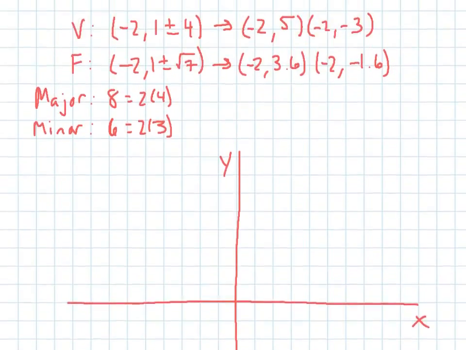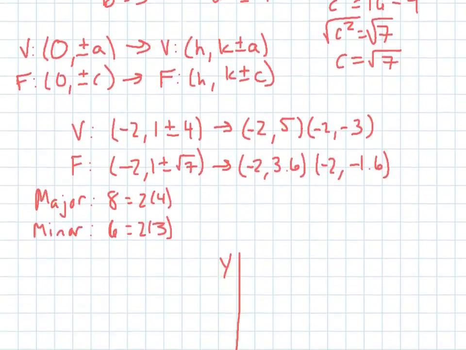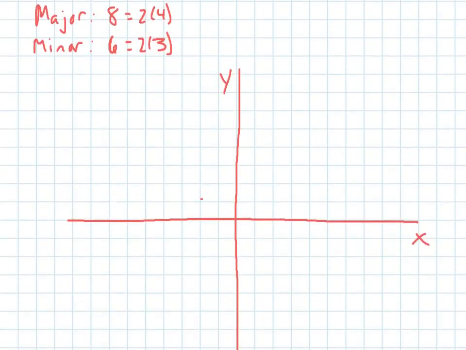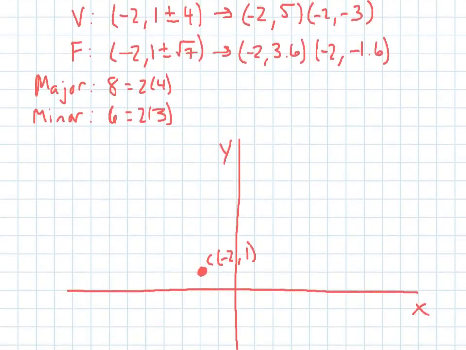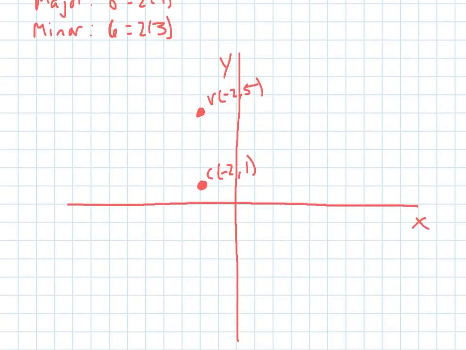Okay, so now my center is at -2, 1. So -2, 1. Here's my center. And now I need to label that. Okay, and now I need to go to -2, 5. So 1, 2, 3, 4. So there's a vertex at -2, 5. And then 1, 2, 3. Here's my other vertex, -2, -3.